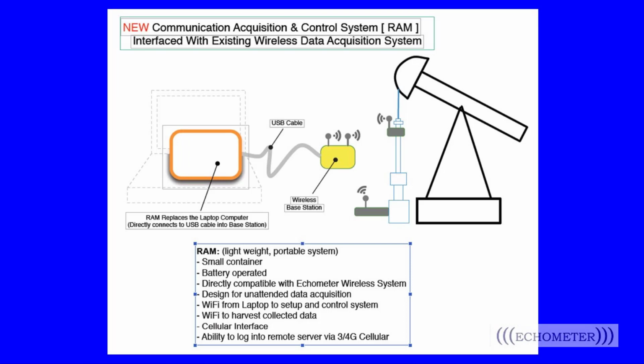So you can go out there with your laptop, use the laptop to program the RAM to collect fluid levels on a specific interval, and then disconnect your Wi-Fi connection to the RAM, come back a day or two or even a week later and harvest the data, collect all the data that the RAM acquired during that past week. But it's also possible to connect that to the cloud.